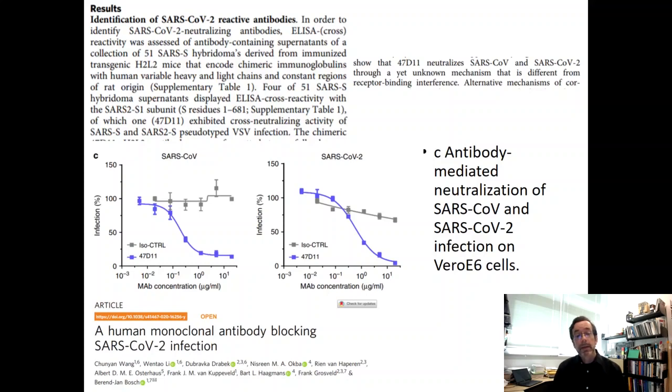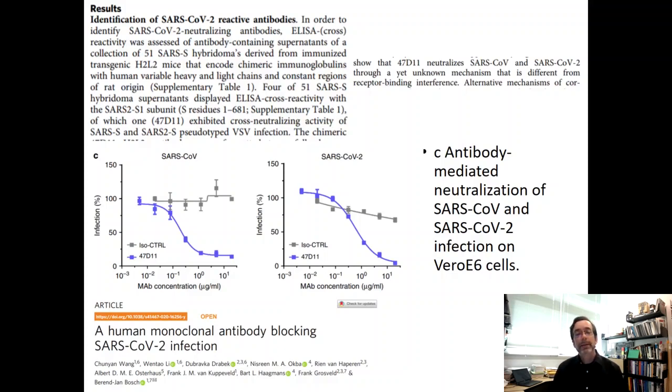SARS-CoV-2. The good news is, because the viruses are so close, some of the antibodies work against the same proteins, work against both viruses. Here's a monoclonal. They had 51 monoclonals that they tried, hybridomas technically. And they found out that 4 of those that went against the 2002 SARS also go against the 2020 SARS. And so the evidence is right here, that blue line going down.